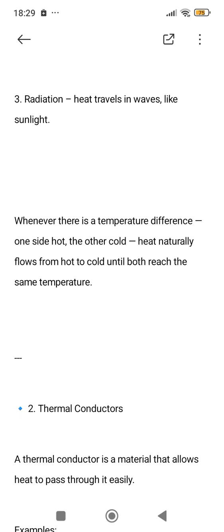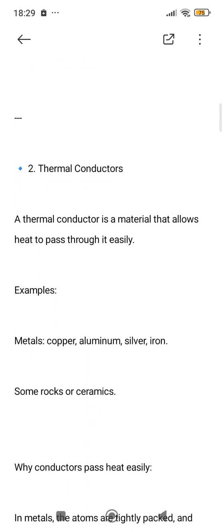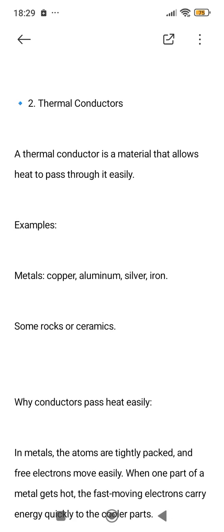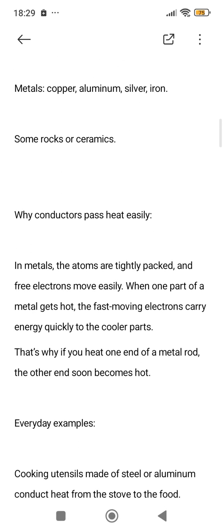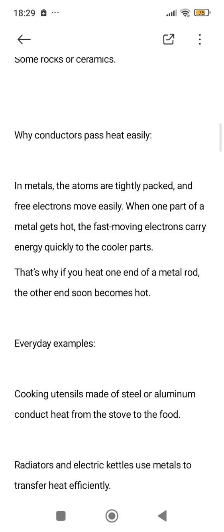Whenever there is a temperature difference, one side hot, the other cold, heat naturally flows from hot to cold until both reach the same temperature. Number 2. Thermal conductors. A thermal conductor is a material that allows heat to pass through it easily. Examples: metals, copper, aluminum, silver, iron, some rocks or ceramics.